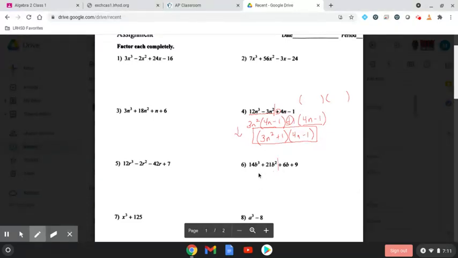So again, look at the first 2 terms, 14 and 21. All right, well, a 7 goes into both of them, and b squared would be common. So that would leave us with 2b plus 3. All right. Here we could take out a 3 would be common. And again, we would be left with 2b plus 3.